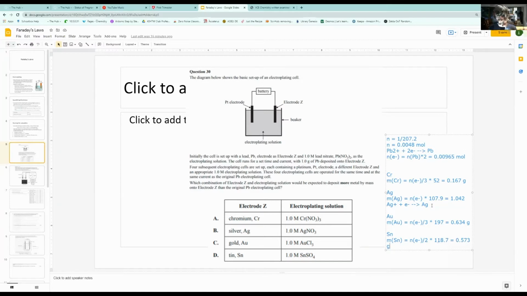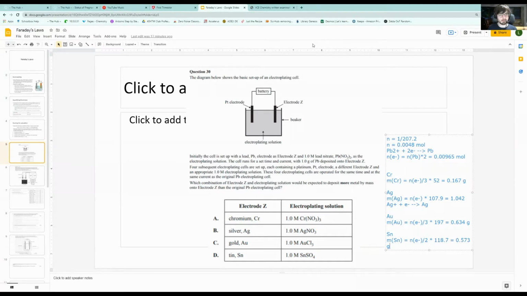need at least 2 electrons, is what makes it a higher mass than the lead, even though its molar mass is actually much lower than lead. That's a lot of work for a multiple choice question. This is definitely one of the weightier multiple choice ones I've seen, just because you kind of have to do it by trial and error at this point.